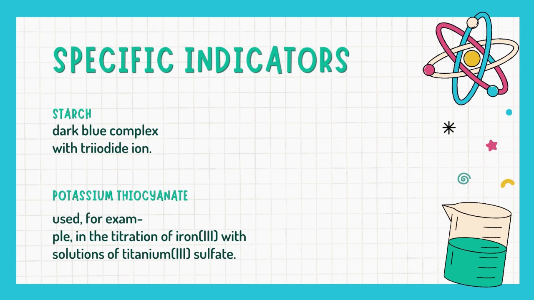Another specific indicator is potassium thiocyanate, which is used in the titration of iron 3 with solutions of titanium 3 sulfate. The endpoint occurs when the red color of the iron 3 thiocyanate complex disappears as a result of the significant decrease in the iron 3 concentration at the equivalence point.